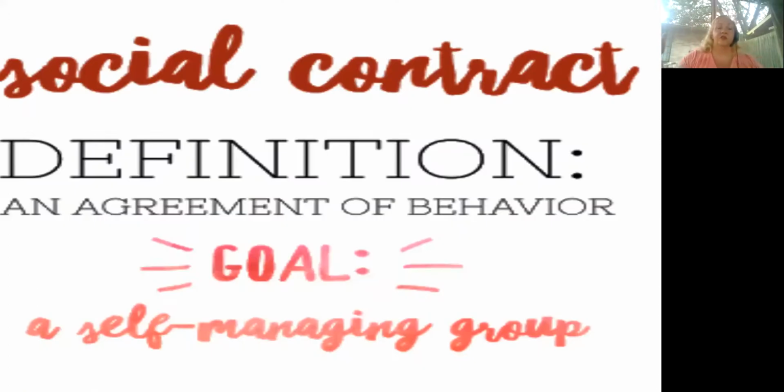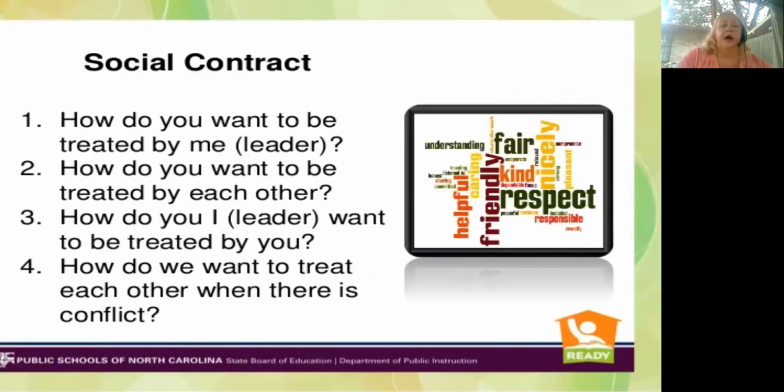So the social contract is the agreement on behavior, and the goal is to be a self-managing group. That's why we want to have a social contract. So when you're doing that, remember those 4 questions. We're also going to be thinking about how we want the leader, the teacher, or whoever's in our room that may be teaching, to treat us. How do you want to be treated by others, your peers? How do I want to treat the leader, who's above us? And how do you want to treat each other when there's a conflict? These are the four things that are going to be answered on our social contract.